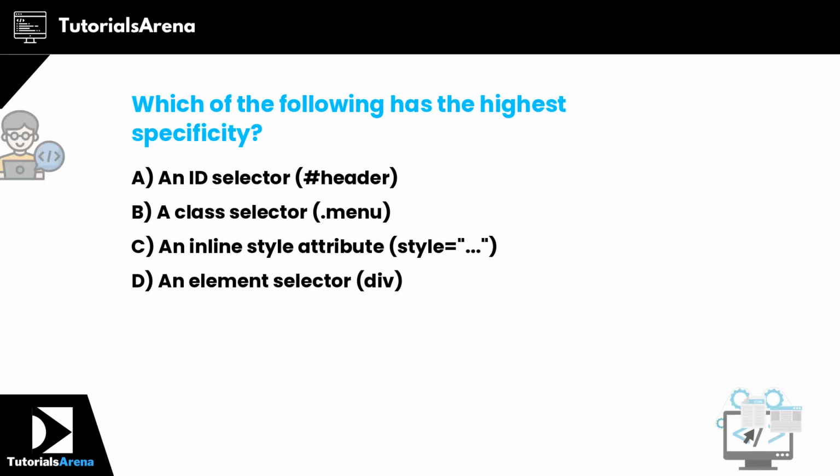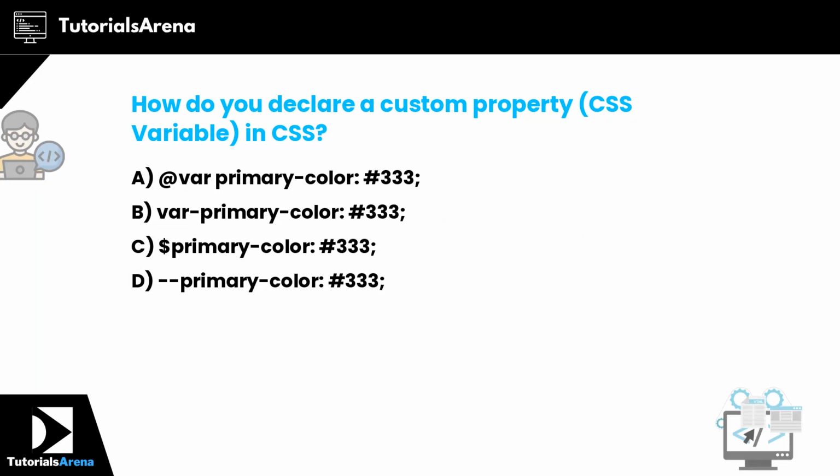Which of the following has the highest specificity? The correct answer is option C. An inline style attribute, style equals. How do you declare a custom property, a CSS variable, in CSS? The correct answer is option D, double dash primary color, colon, number 333.